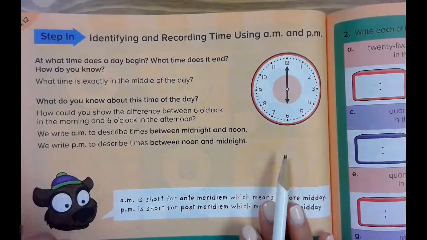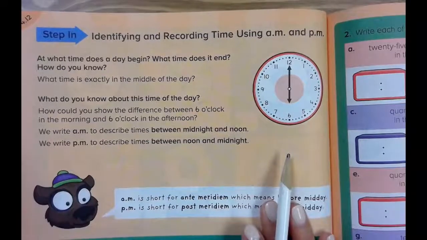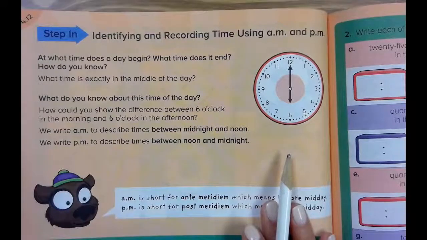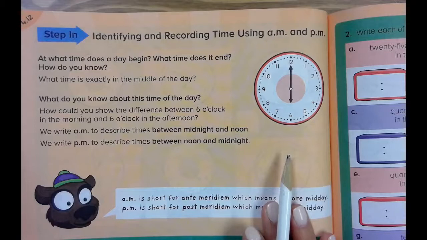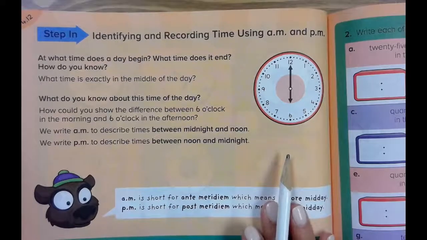So think about when you wake up, is it daytime or is it nighttime? And how do you know if it's daytime or nighttime? What is happening outside? Well, we know that when we wake up in the morning, it is daytime because the sun is out. And then we know when we're going to sleep that it's nighttime because the sun has set and sometimes the moon is already out.